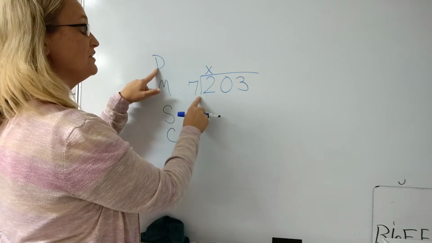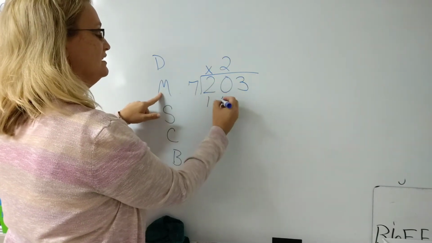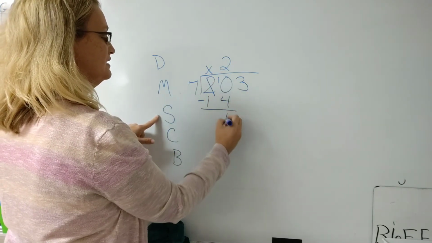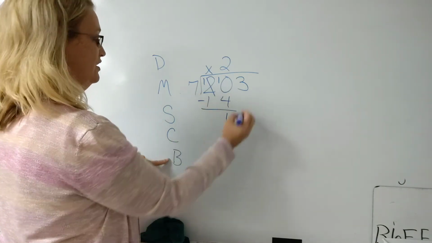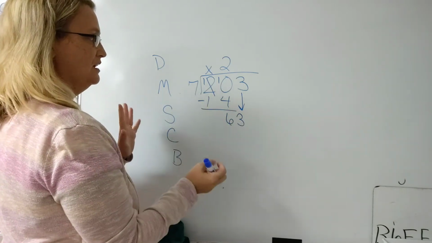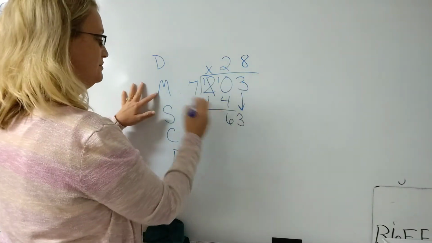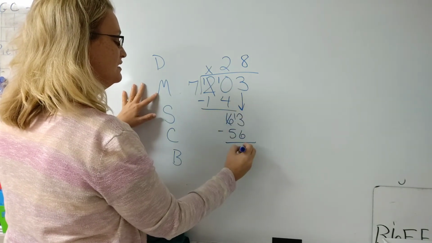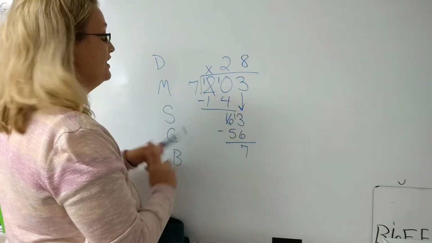3 times 7 is 21, so that's too big, so we got to go 2. 2 times 7 is 14. Subtract. We check. 6 is less than 7. We bring down 3. 63. Well, let's try 8. 8 times 7 is 56. Subtract. Check. Well, it's not less than 7. That means 8 is wrong.